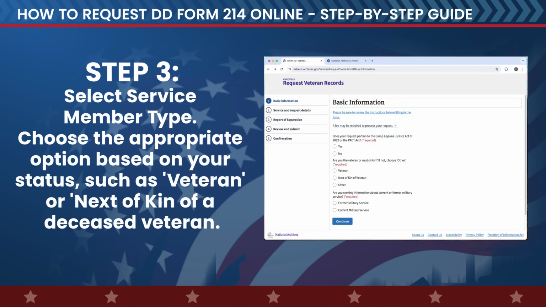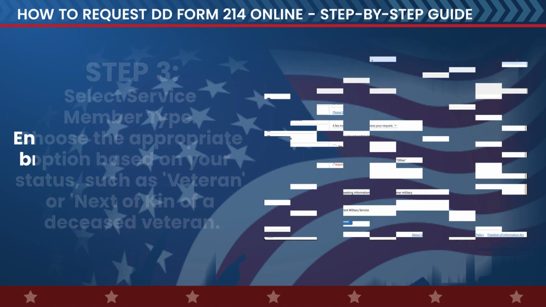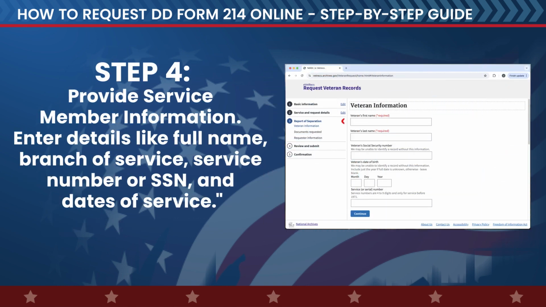Step 3. Select service member type. Choose the appropriate option based on your status, such as veteran or next of kin of a deceased veteran. Step 4. Provide service member information. Enter details like full name, branch of service, service number or social security number, and dates of service.